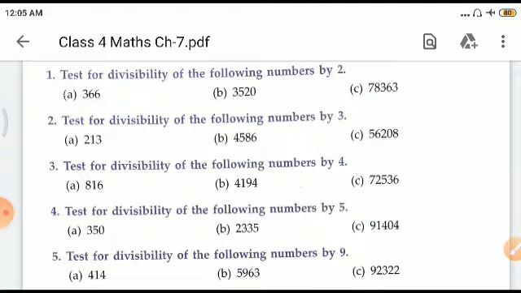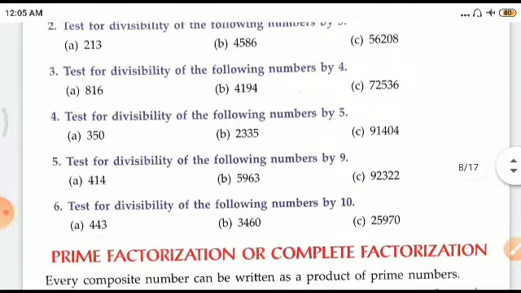Now divisibility by 5. For 5, the rule was 0 or 5 should be the last digit. In the first one it is 0, in the second one it is 5. So these two are the numbers which are divisible by 5. 91404, here the last digit is 4, which is neither 5 nor 0, hence it is not divisible.